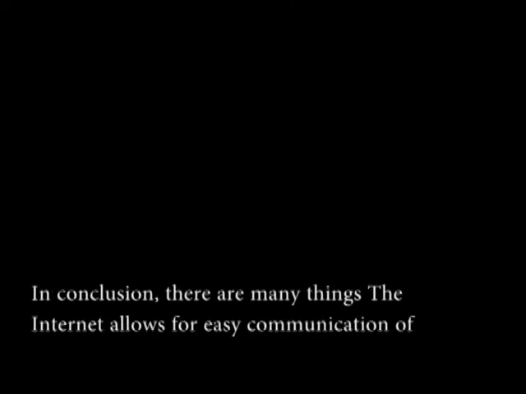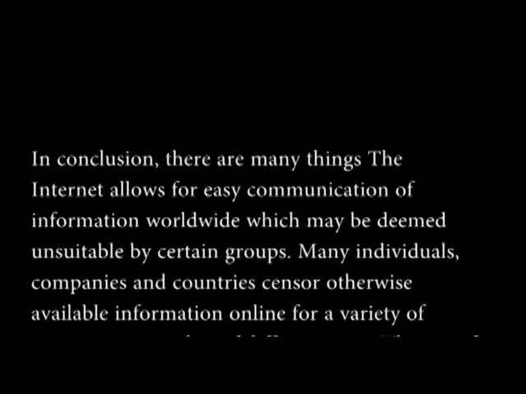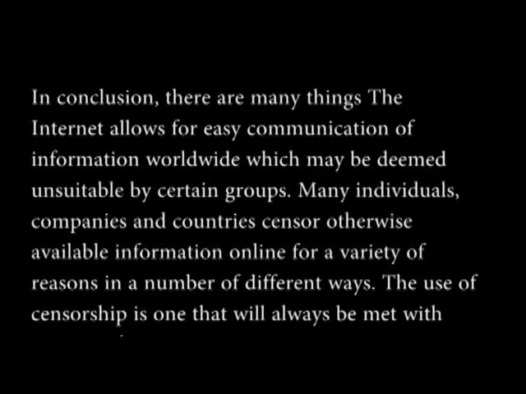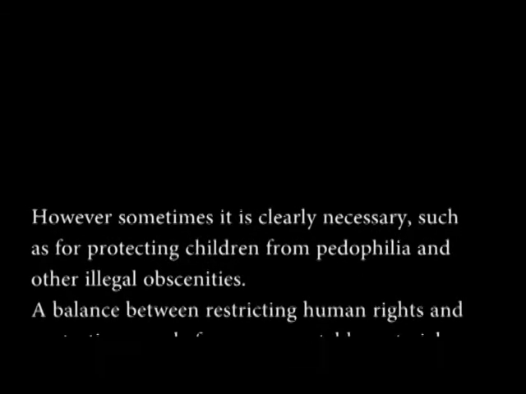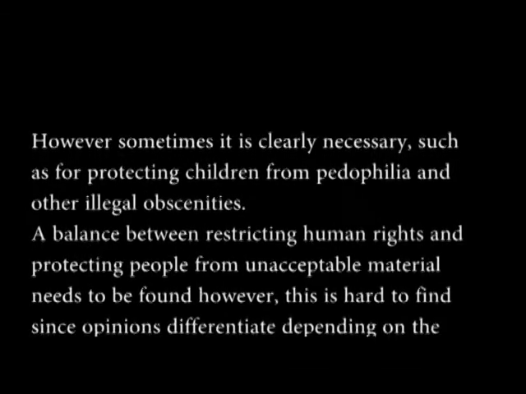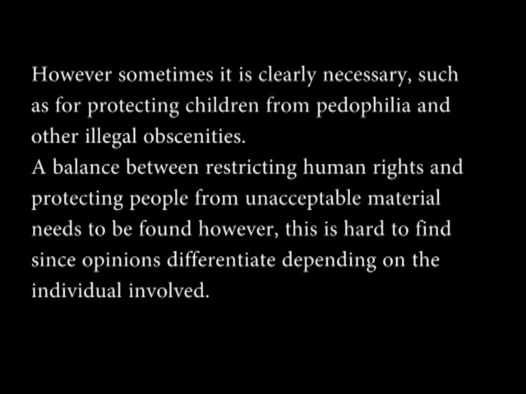In conclusion, the internet allows for easy communication of information worldwide which may be deemed unsuitable by certain groups. Many individuals, companies and countries censor otherwise available information online for a variety of reasons in a number of different ways. The use of censorship is one that will always be met with criticism from various parties. However, sometimes it is clearly necessary, such as for protecting children from paedophilia and other illegal obscenities. A balance between restricting human rights and protecting people from unacceptable material needs to be found. This is hard to find since opinions differ depending on the individual involved.